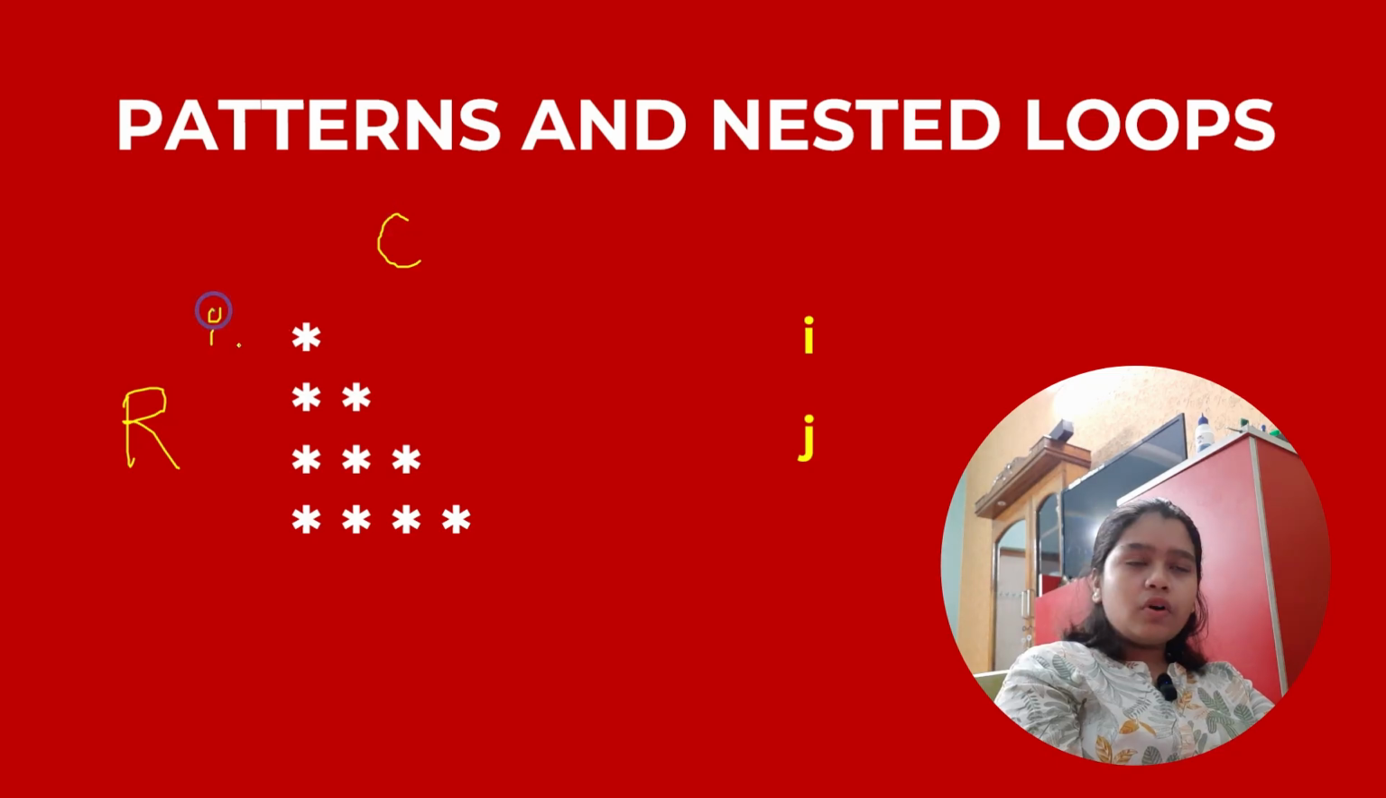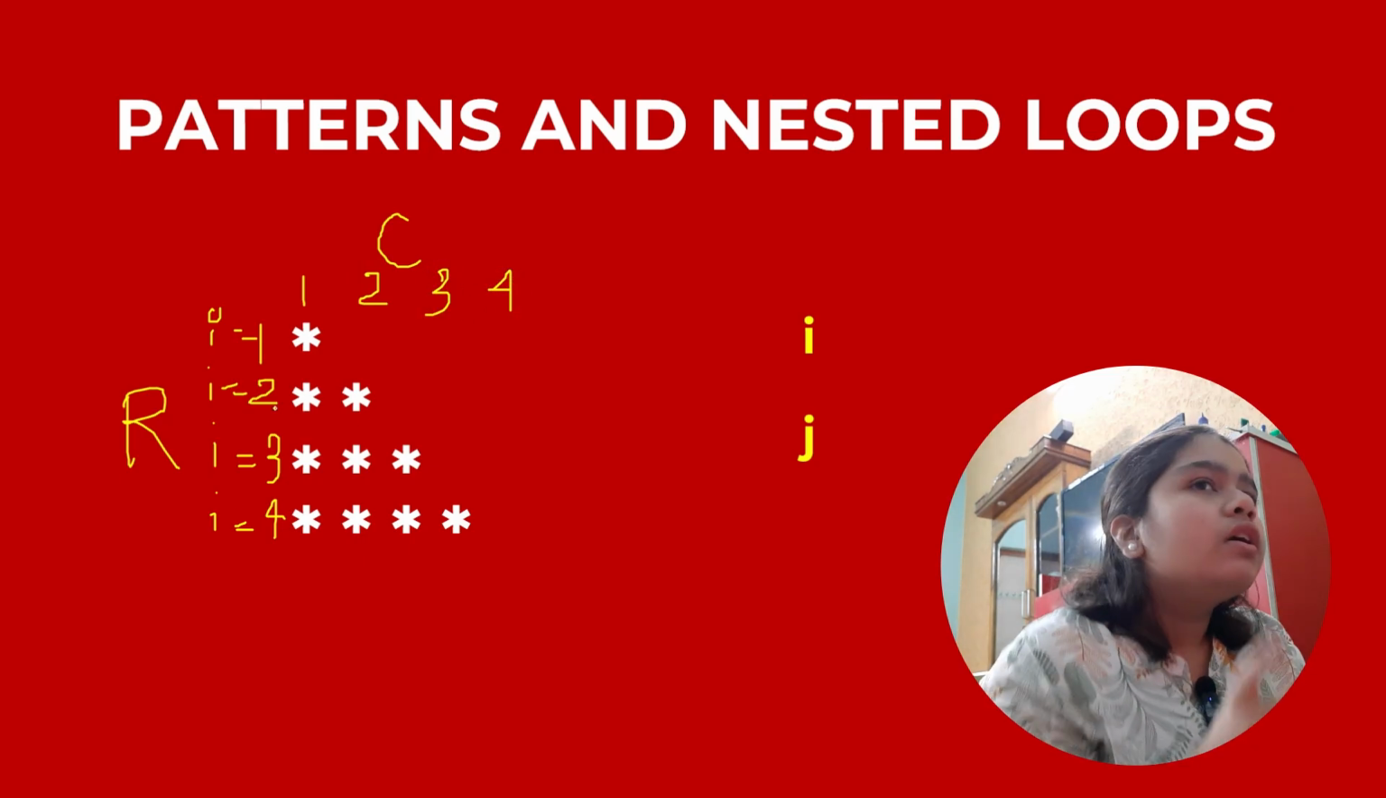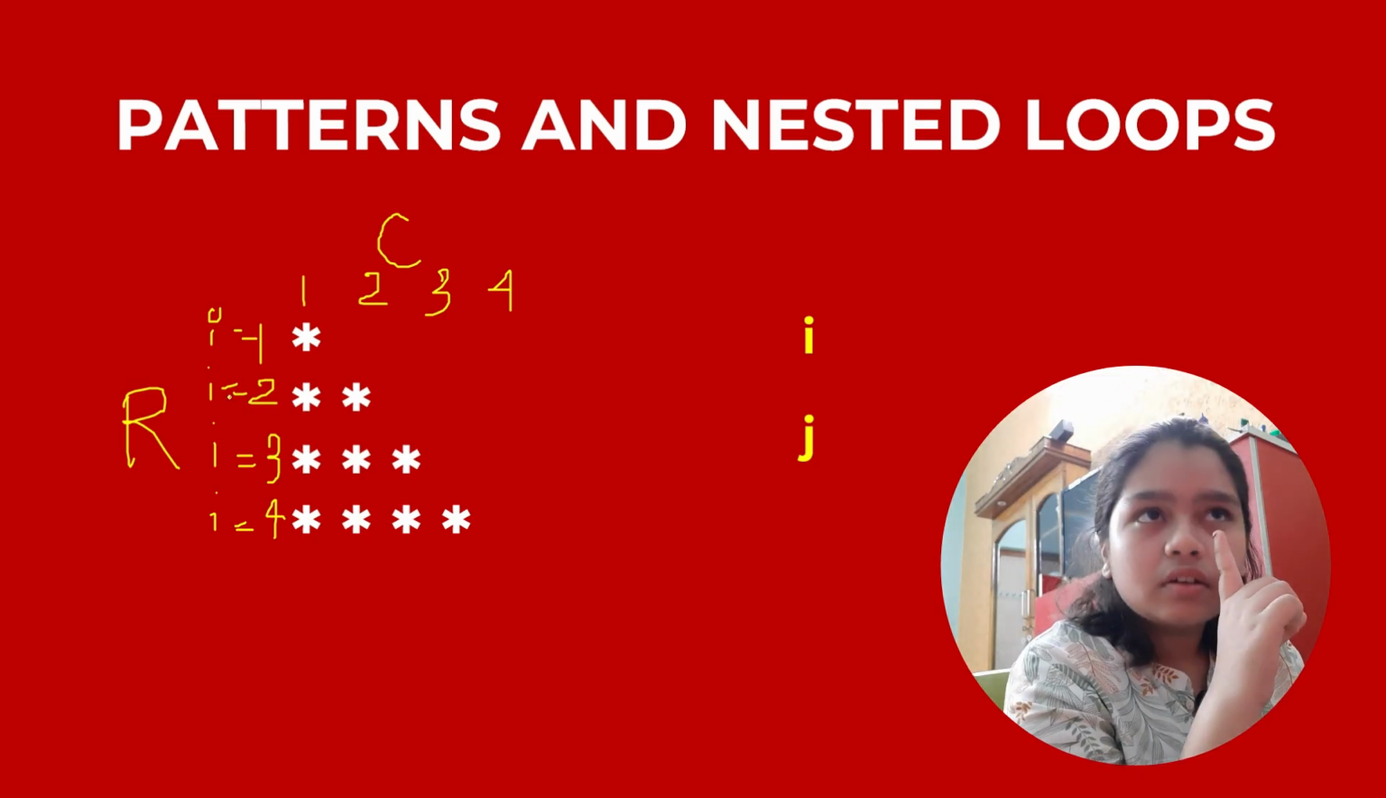Okay, first of all, here i will be equal to 1, here i will be equal to 2, here i will be equal to 3, and here i will be equal to 4. Here j is going to be 1, here j is going to be 2, here j is going to be 3, and here j is going to be 4. Got it?